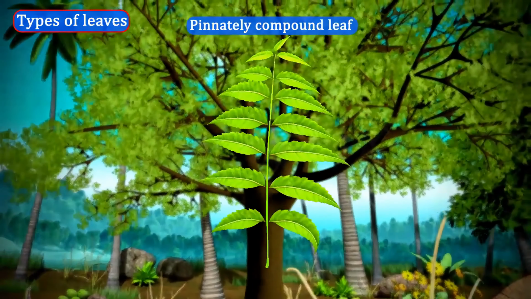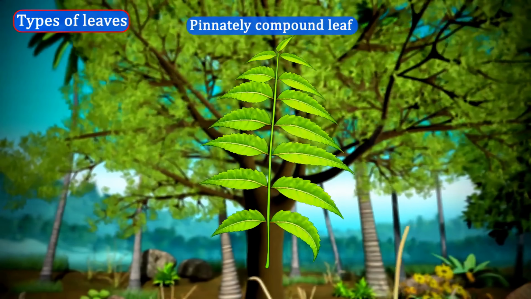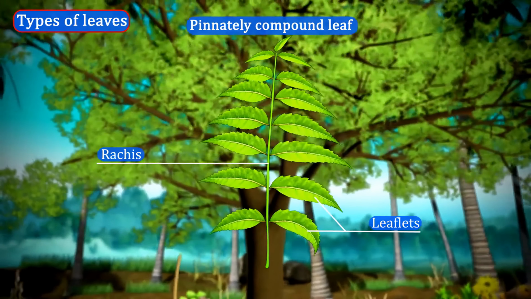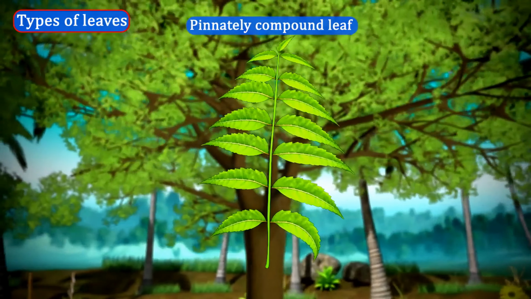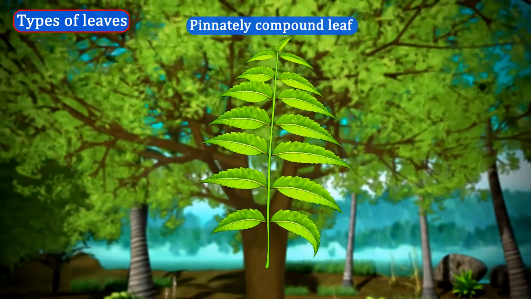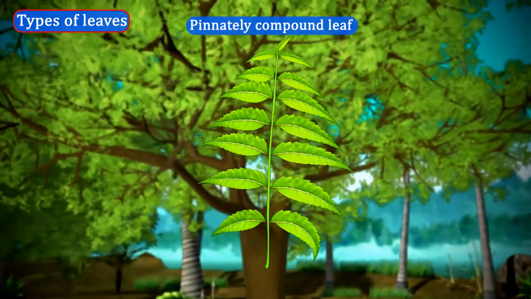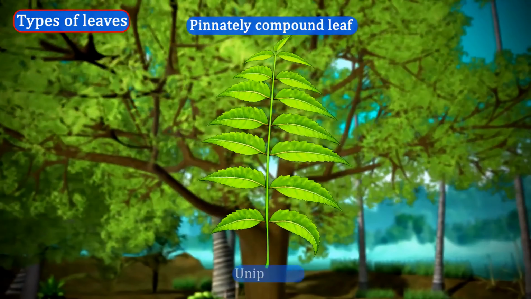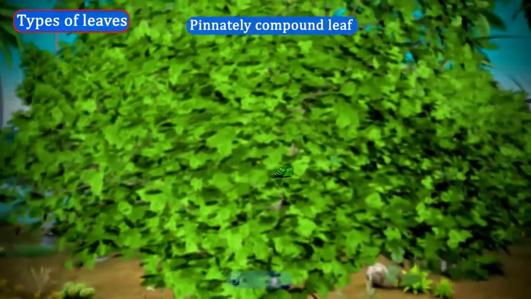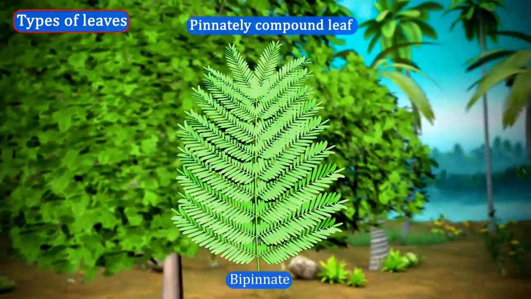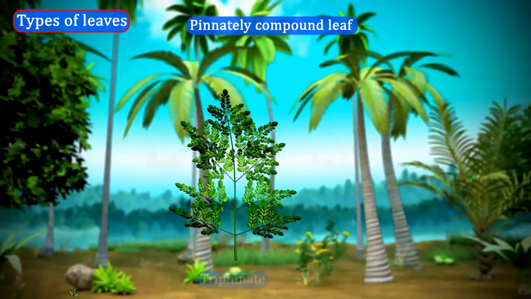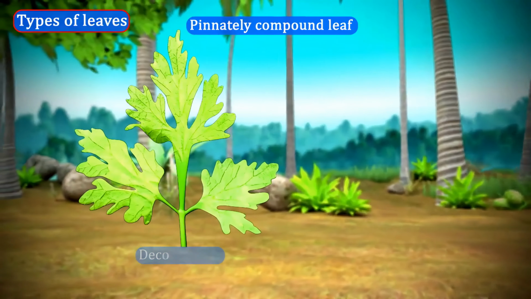Pinnately compound leaves. In this leaf, the leaflets are arranged on the rachis. Rachis is actually the midrib. Pinnately compound leaves are classified into different kinds on the basis of the position of leaflets on the rachis. They are unipinnate compound leaves, bipinnate compound leaves, tripinnate compound leaves, and decompound leaves.